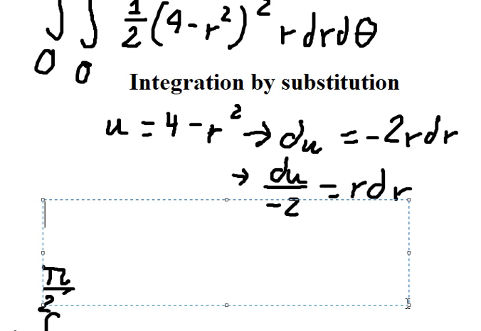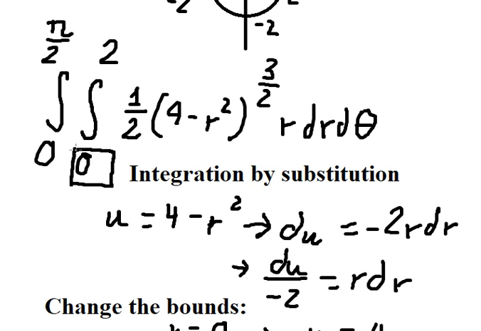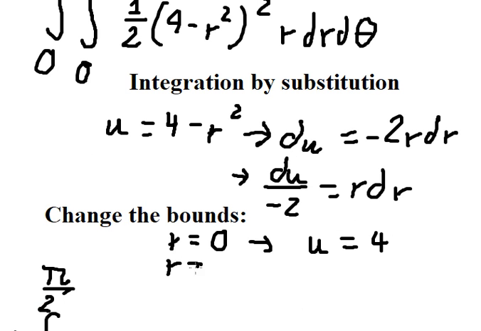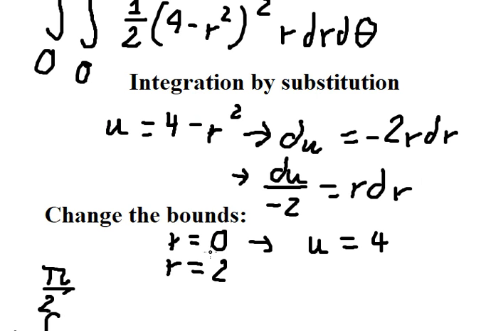Next, we need to change the bounds. So when r equals number 0, we put number 0 in here, and we have u equals number 4. When r equals number 2 from here, we put number 2 going here to find the value of u, and u equals number 0.